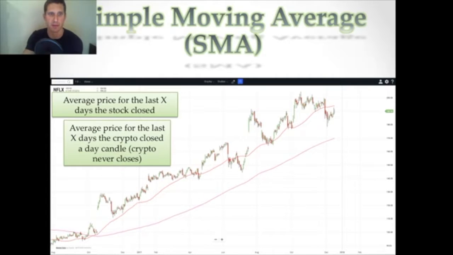Let's see if I have anything out here. So like I said, it's the average price for the last however many days the stock closed. And like I said, 50 and 200, those are two that I use personally. Those work really well for me. And then the average price for the last X days the crypto closed. Oh, and we talked about crypto not closing.